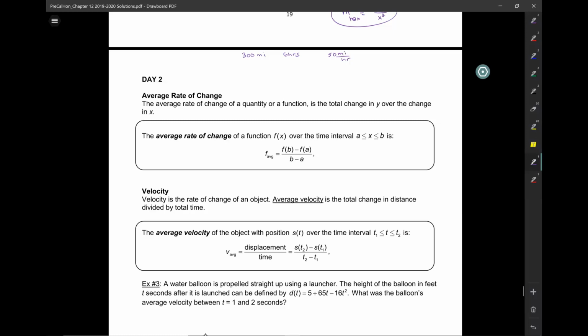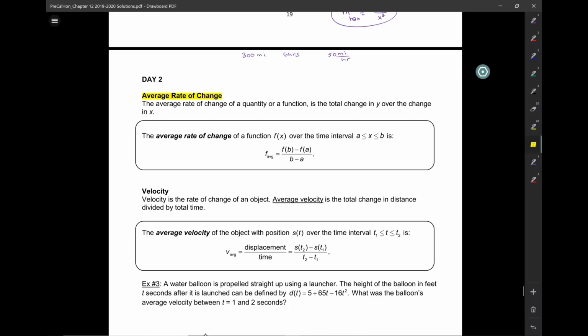Now, could there have been a time where you looked at your speedometer and you were going exactly 50 miles an hour? Yes. So there can be moments where your average rate of change could equal your instantaneous rate of change. And we can get to that later on. But today we're going to focus on average rate of change.